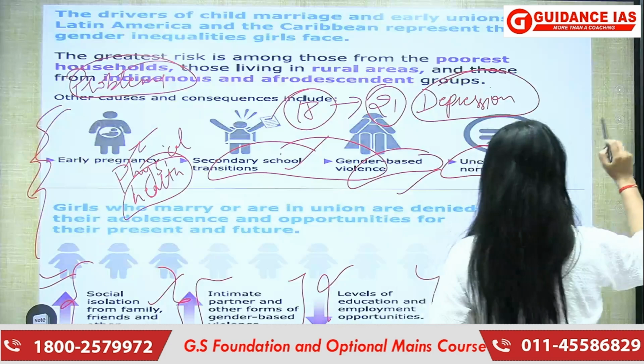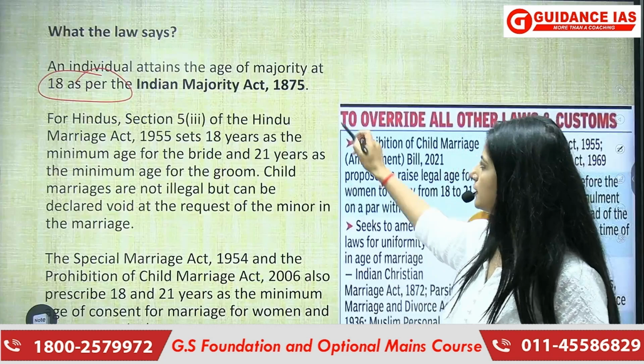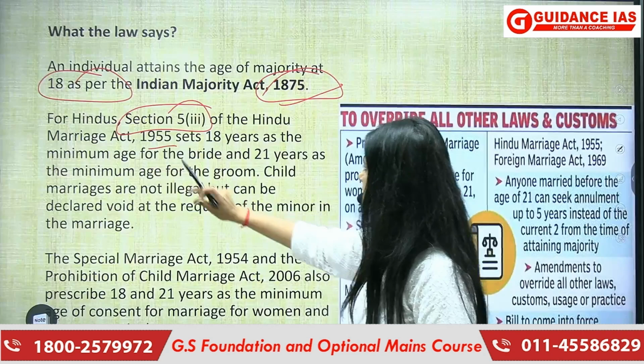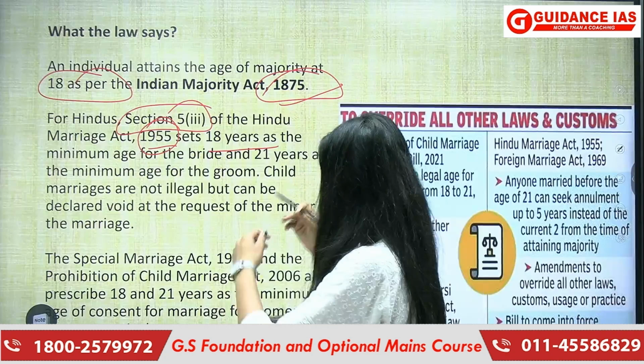So the individual attains the age of majority at 18 as per the Indian Majority Act of 1875, and for Hindus, Section 5, Clause 3 of the Hindu Marriage Act of 1955 sets 18 years as the minimum age for the bride and 21 for the man, which is the present rule, okay?